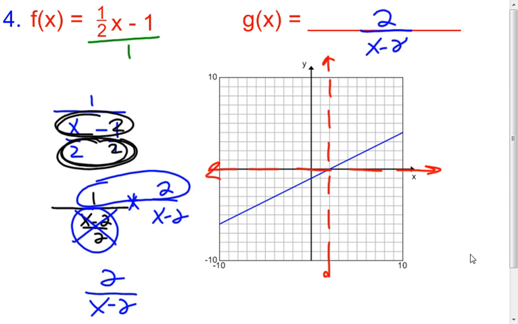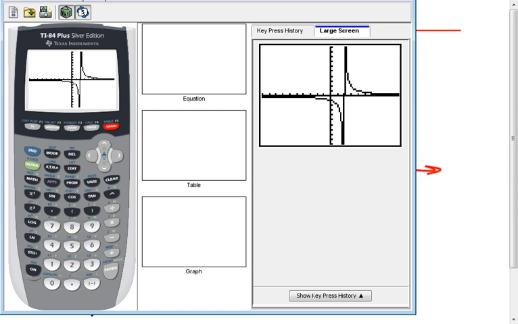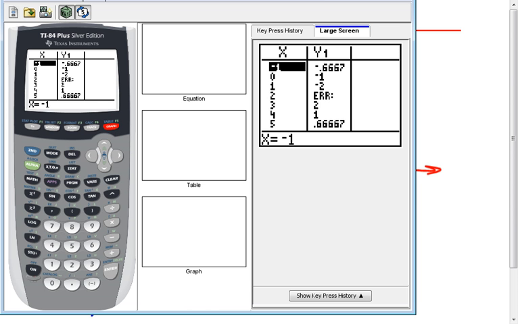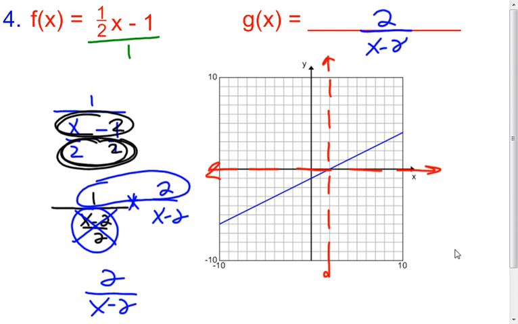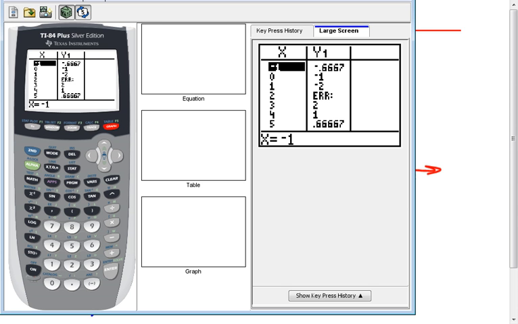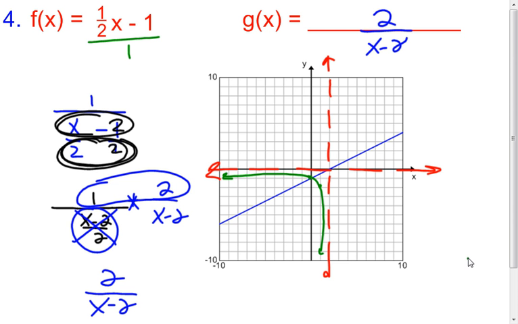Okay, and then I'm going to get a couple points to plot here. And so when I do that, I'm going to use my table. And I will plot the point 0, -1, and 1, -2, and kind of sketch that in there. So I've got at least a couple points. And then let's graph 3, 2, and 4, 1. And that would look something like that.